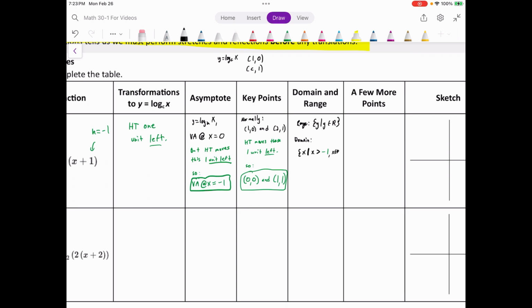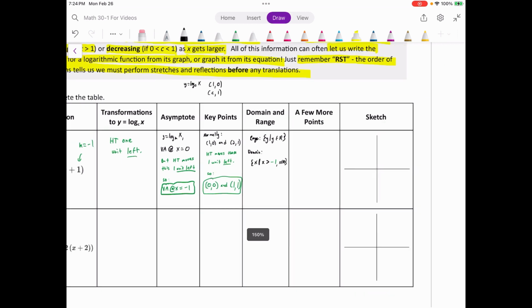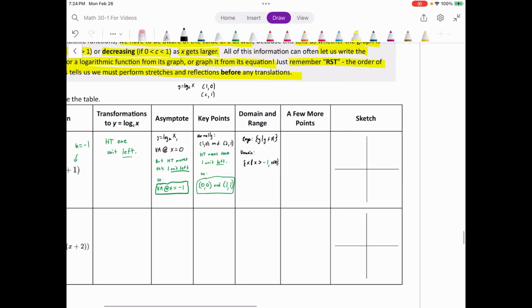And x is an element of the real numbers. And then to sketch it, again, students sometimes say to me, okay, I got a couple key points, but I can't think of the other ones. So let's put in what we know, and then we'll worry about filling in a few more points just to fill in some gaps if we're not feeling very confident.